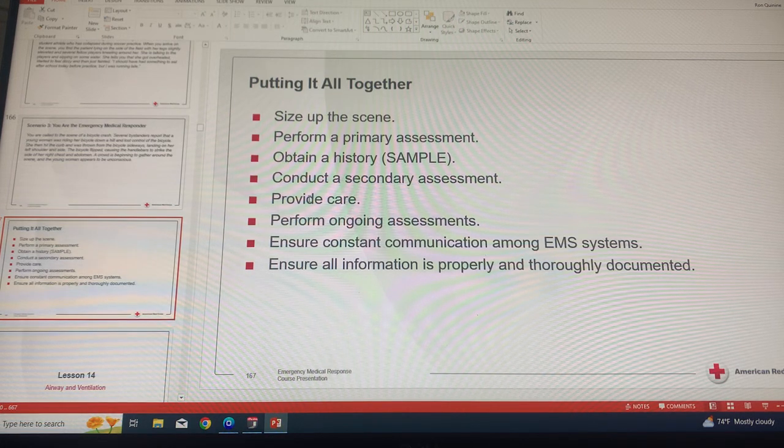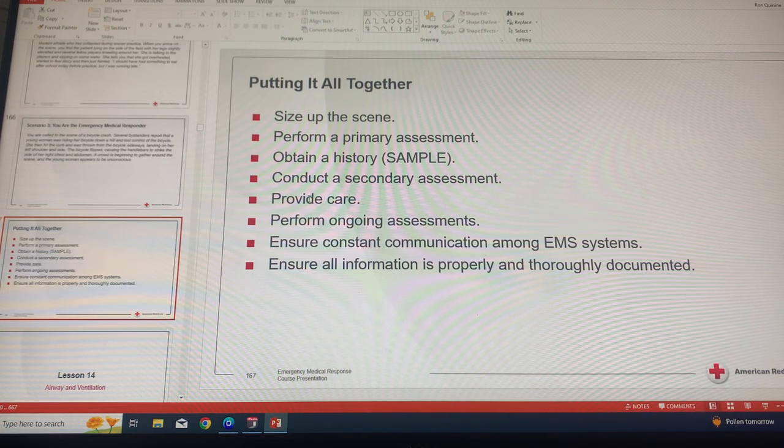So first we have scene size up. You remember what the 4 main components of the scene size up are, okay? We're going to have scene safety, mechanism of injury, number of victims, number of patients involved, and the resources needed. Those are the 4 main components of the scene size up. Of course, PPE. We're always going to use PPE.